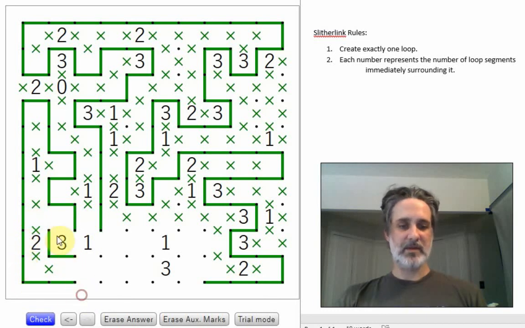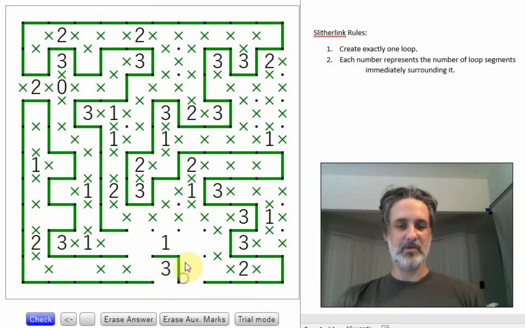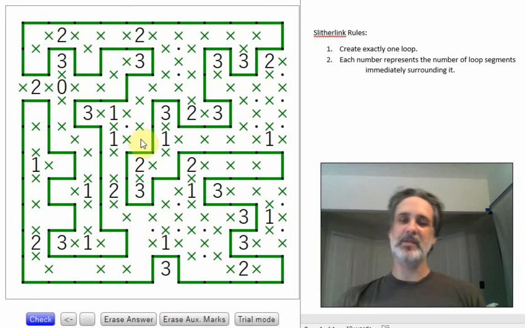So we just path and loop. This 1 has to be taken, so this can't be connected. Cannot close the loop. Lots of cannot close the loop here. This 3 corners out. The 1 is full. Loop, loop, loop. So we've completed the puzzle.